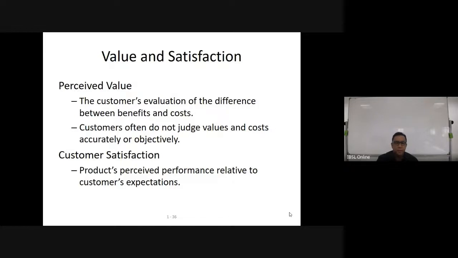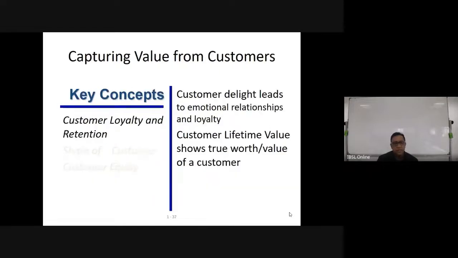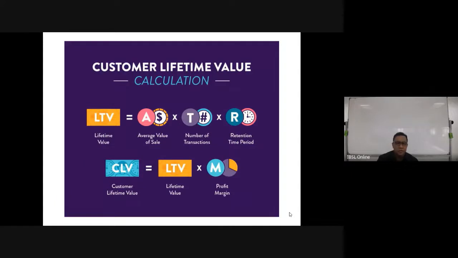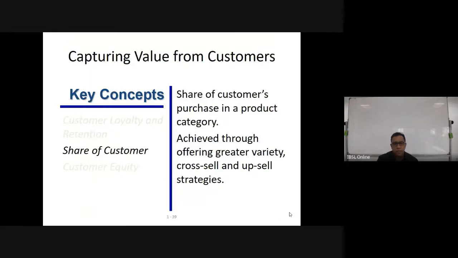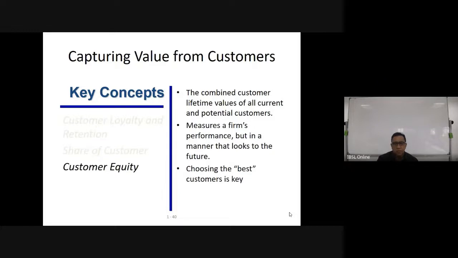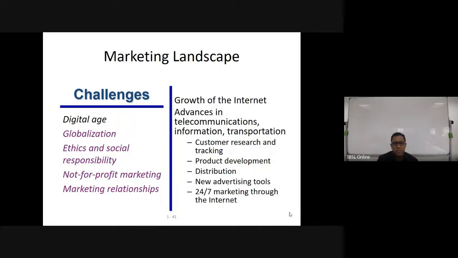And then certain concepts again, like value and satisfaction, perceived value versus customer satisfaction, customer loyalty and retention, and also a new concept called customer lifetime value. I gave you some examples as to what lifetime value is, and then key concepts continued, like cross-selling, upselling, and the challenges in the digital age, globalization, and ethics in marketing.